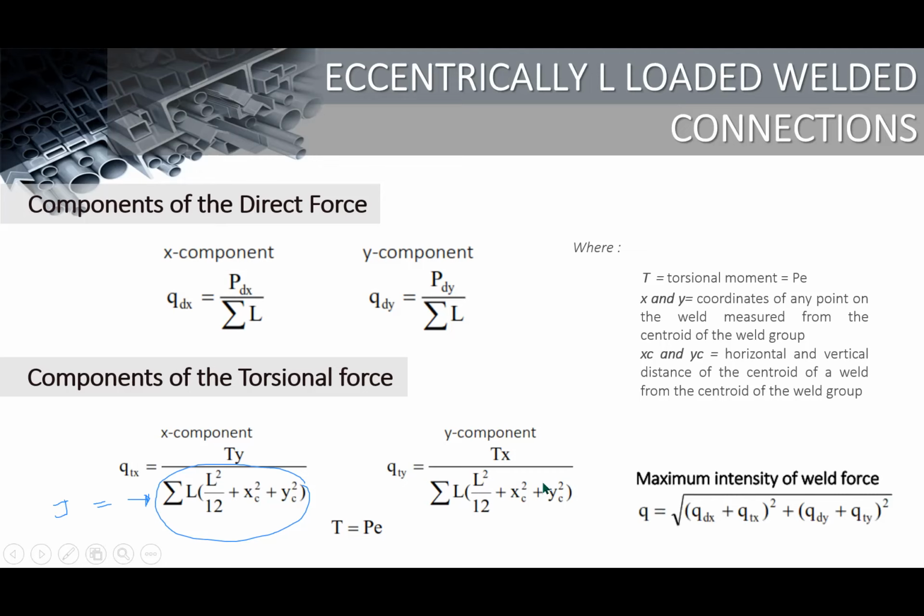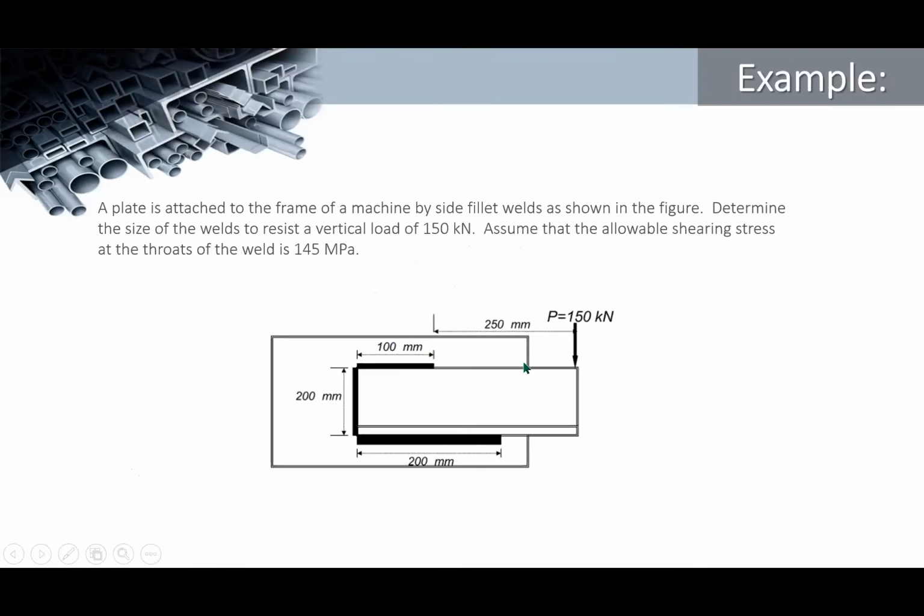So, of course, the concept is the same. To get the maximum intensity of the weld force, Q, we need to get the resultant of the direct force and the torsional force. So, let's have an example.